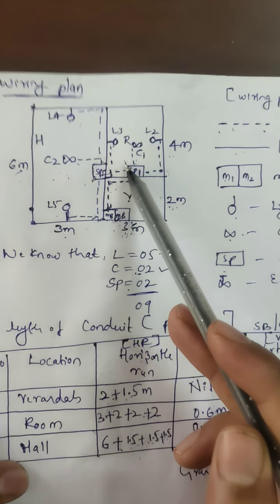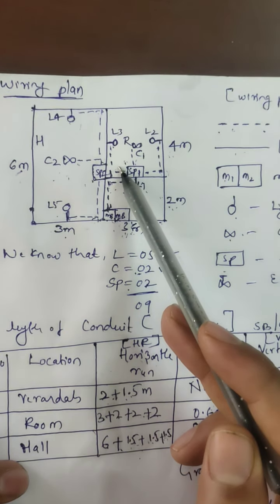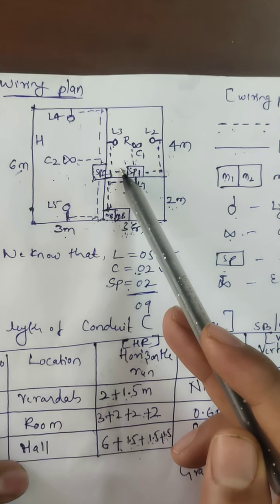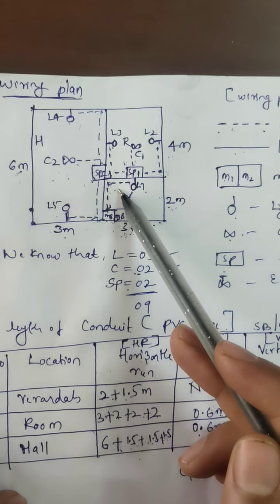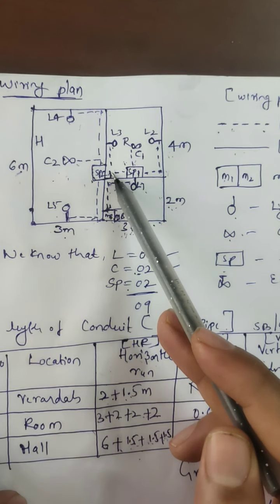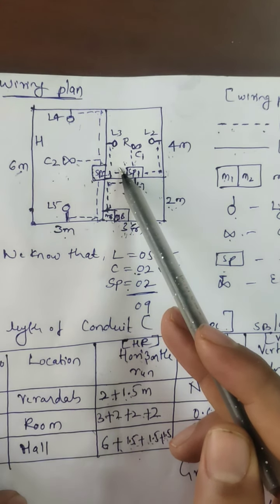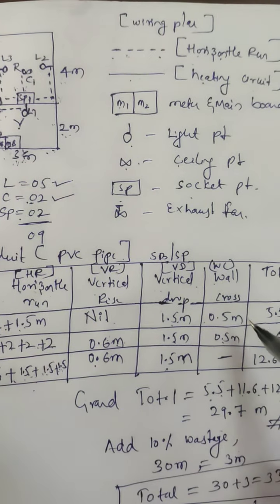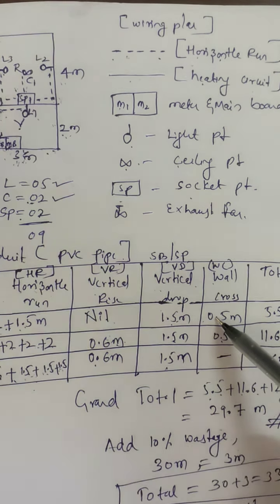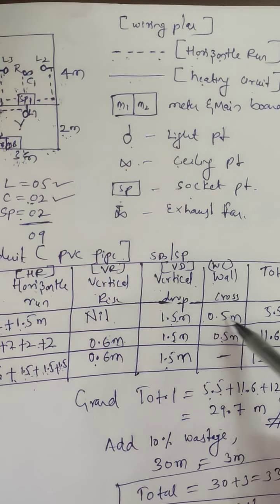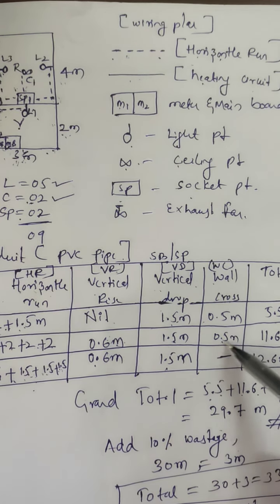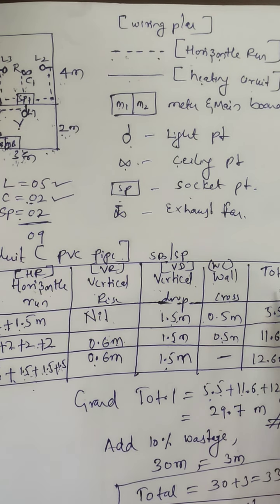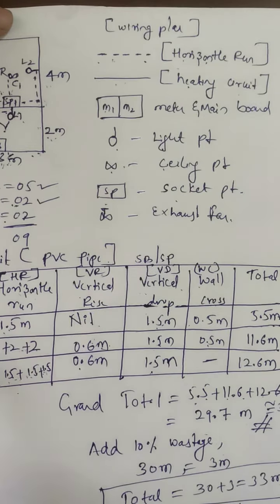And wall cross means wherever the cable runs from one location to another, room number 1 to room number 2, and so on, there you have to consider one wall cross. From this veranda to the room, the cable has to move, so one wall cross I have taken. And from this room to the hall, the cable has to run, again one wall cross I have taken. So 2 wall crosses I have considered, assuming the wall width is 0.5 meter. So 0.5 and 0.5 I have taken as wall crossing. So the total value you have to calculate.